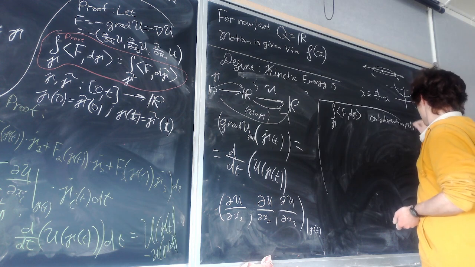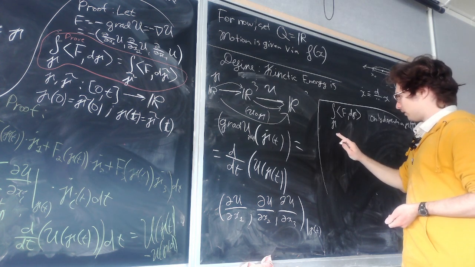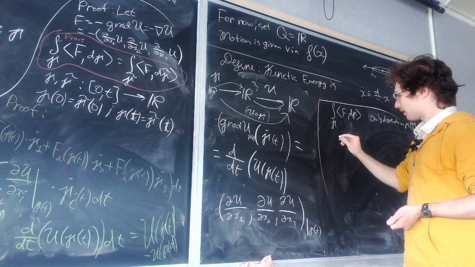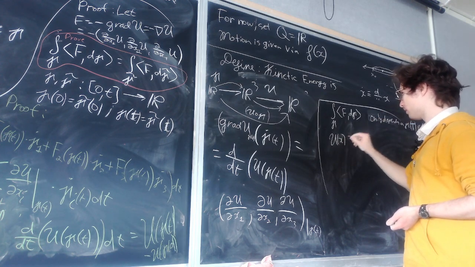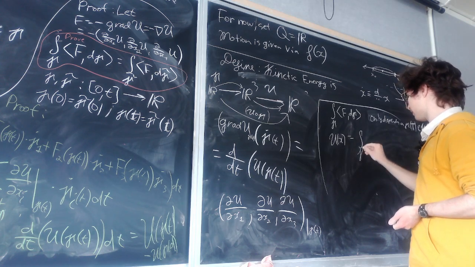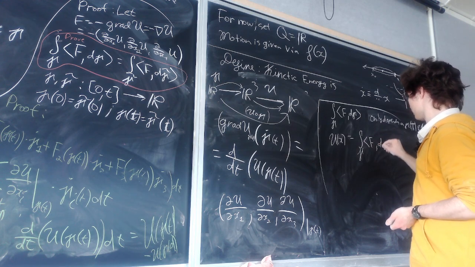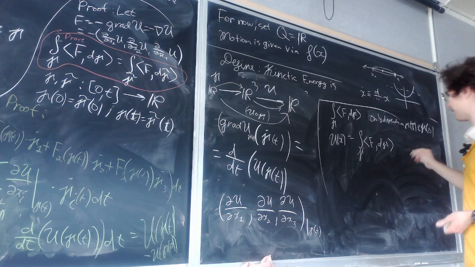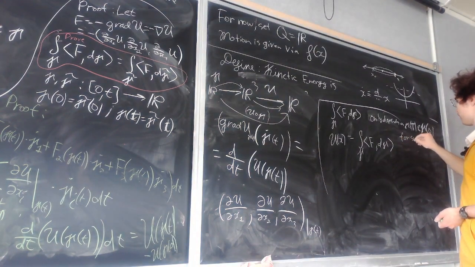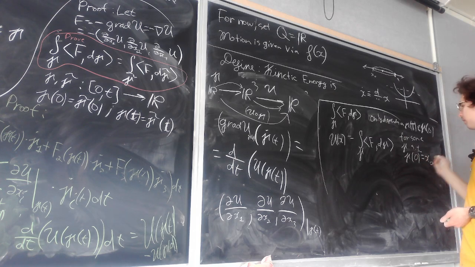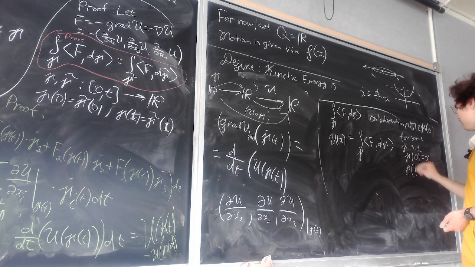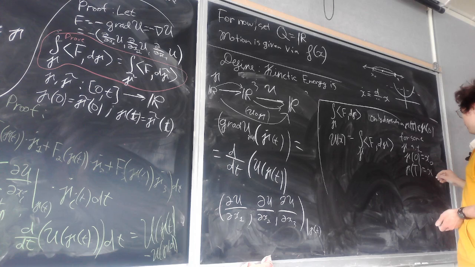Maybe, I don't know, let's keep going with t. And so now I'll just say, well, define u of x to be equal to this integral for some γ such that γ of 0 is equal to some reference point that's always the same, and γ of t is equal to the point x that I'm plugging into u.